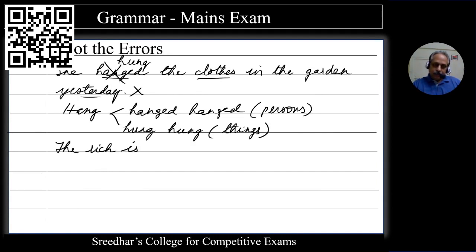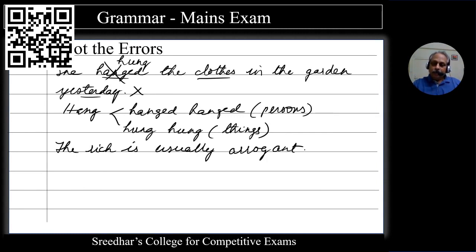The rich is usually arrogant. This is a general statement. Exceptions are always there. Now, here there is no time. Then you got to be alert. You got to read the sentence very carefully. And it is a fact. The rich is usually arrogant. Present tense. Fact, we have to use present tense. It is in present tense. Then where is the error?